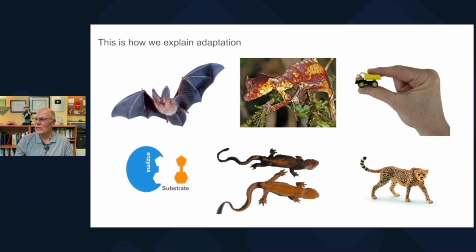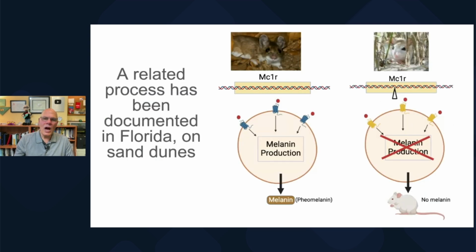Here are some more adaptations, and we could talk about them all day, and we will in the course of biology. So a really cool thing is that a related process has been documented on Florida sand dunes. And Lynn, in response to your question, this is kind of the opposite thing. Here's sort of the typical colored mouse, brown on top. It has a white underbody. Visual predators don't see the underbody, so there's no selection for brown color up here. So this produces plain old pheomelanin, this lighter form of melanin that produces this brown coloration.